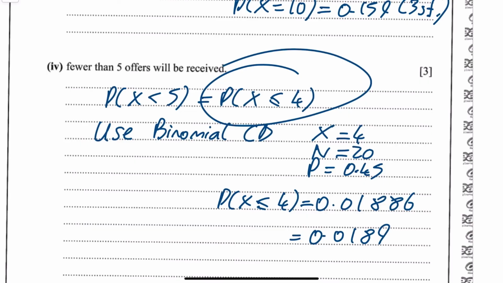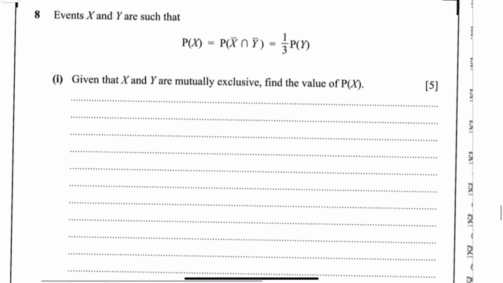All right. So the last question then for us to do says events X and Y are such that the probability of X is equal to the probability of not X and not Y. And this thing, I get very confused with these.